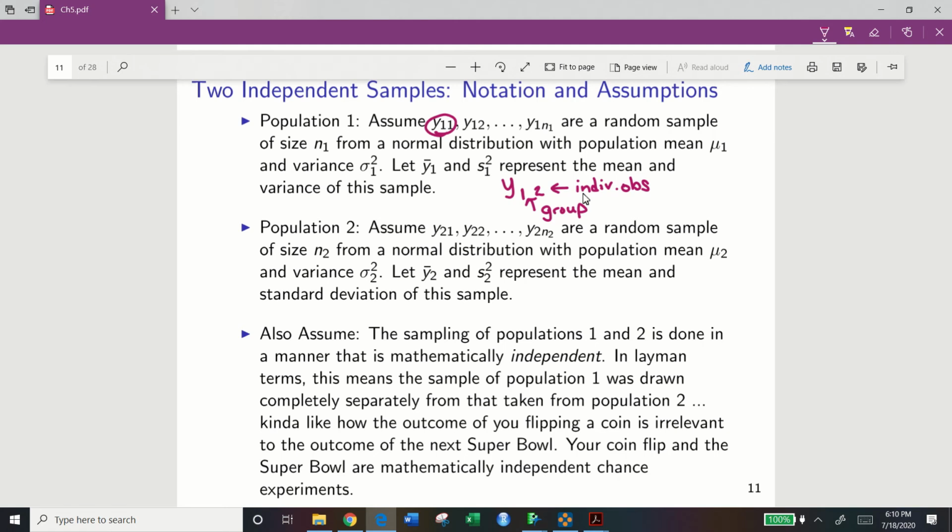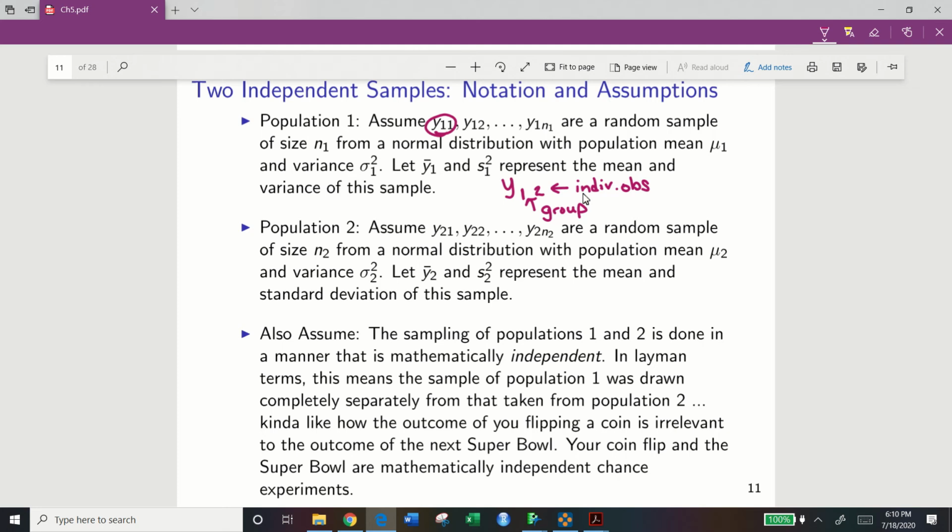For population 2 then, for its assumptions, we say y21, y22, all the way to y2n2 are a random sample of size n2 from a normal distribution with population mean mu2 and variance sigma squared 2. We let y2 bar and s2 squared represent the mean and variance of this sample.